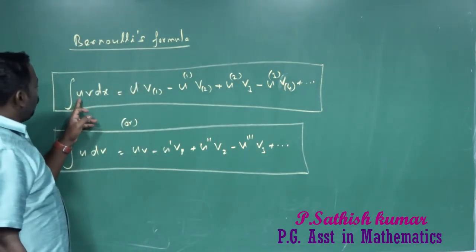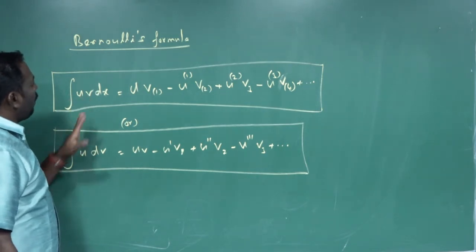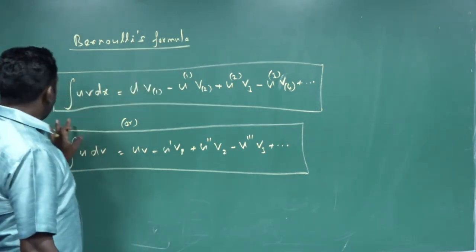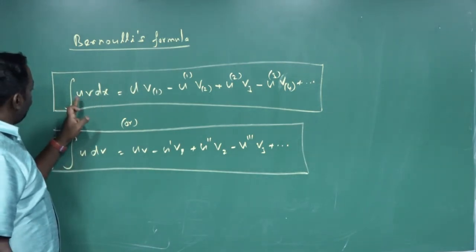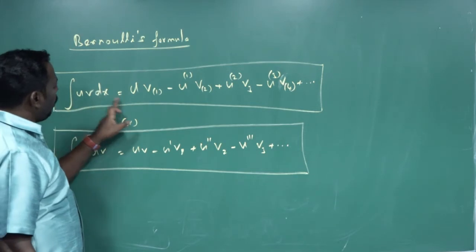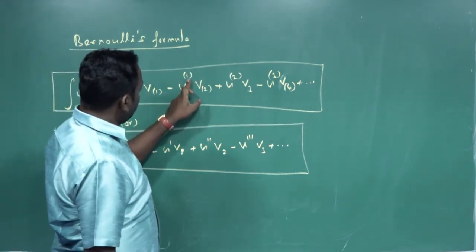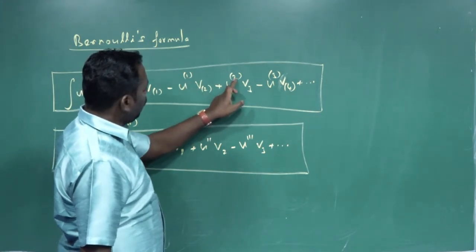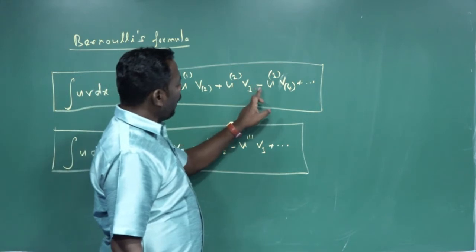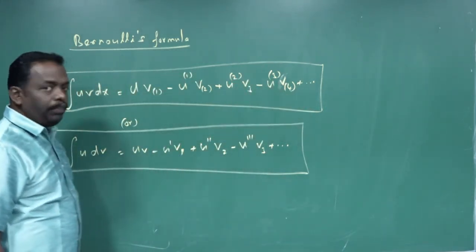The two functions u and v: using the two functions, integrate by applying Bernoulli's formula. Integral u into v into dx is equal to u into v1 minus u dash into v2 plus u double dash into v3 minus u triple dash into v4 plus, etcetera. It is a Bernoulli form.